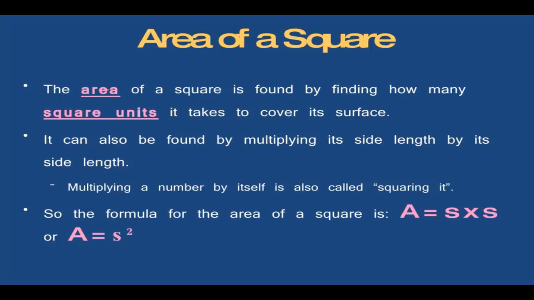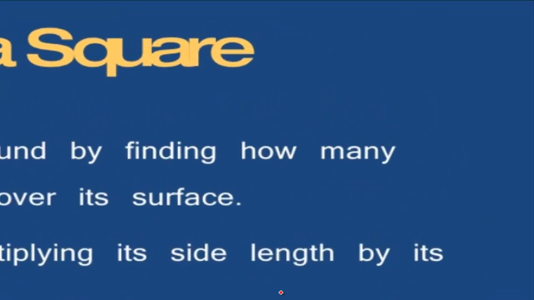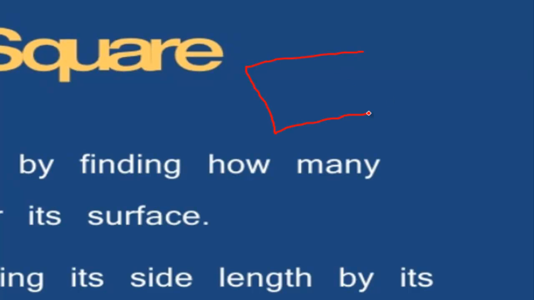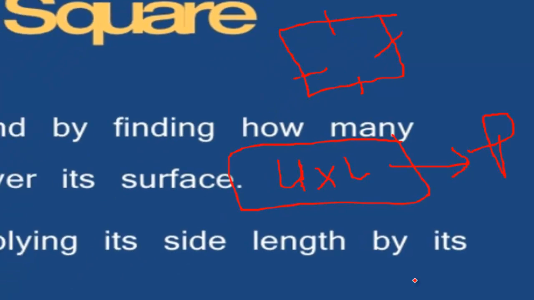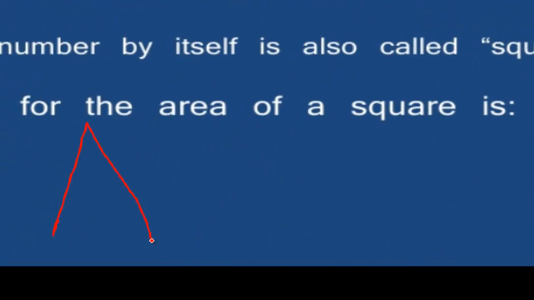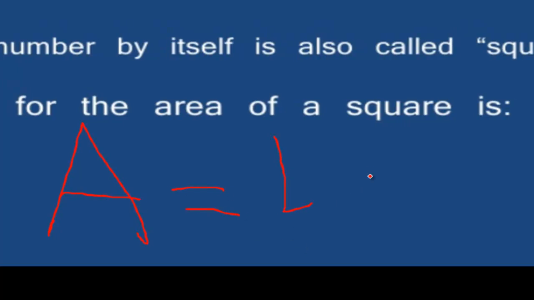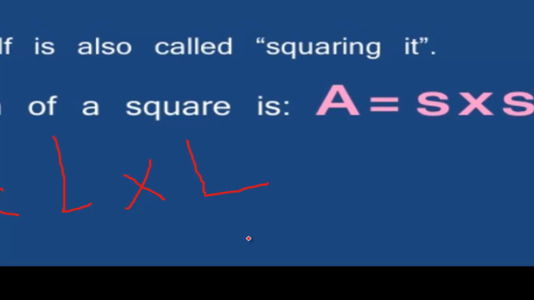So let's see the area of a square. We said before that in a square all sides are equal in length, so we have 4 equal sides. And we said the perimeter of a square is 4 multiplied by the side length. That was about the perimeter, but now we need to find the area. The area of the square is equal to the side length multiplied by itself.